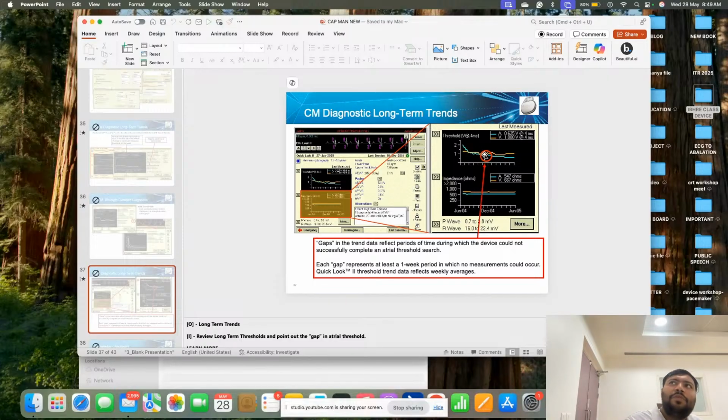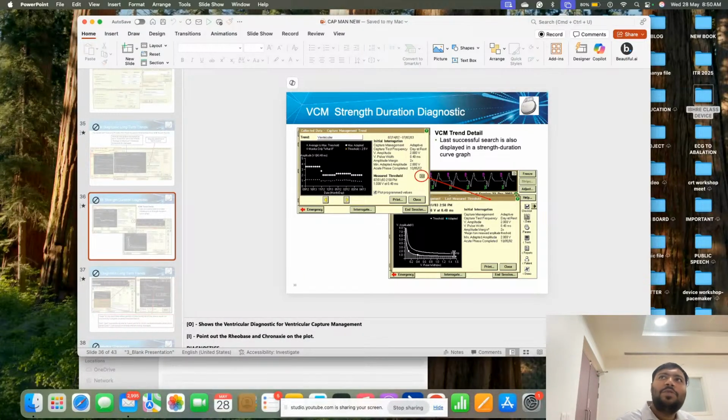In the trend, if you see some gaps, these gaps indicate that at that time capture management did not successfully complete the test. I just wanted to add one more point, sir. Here the time itself comes during the threshold search. For a couple of years I had this doubt: why do we want time here? Just the date is enough, I thought.